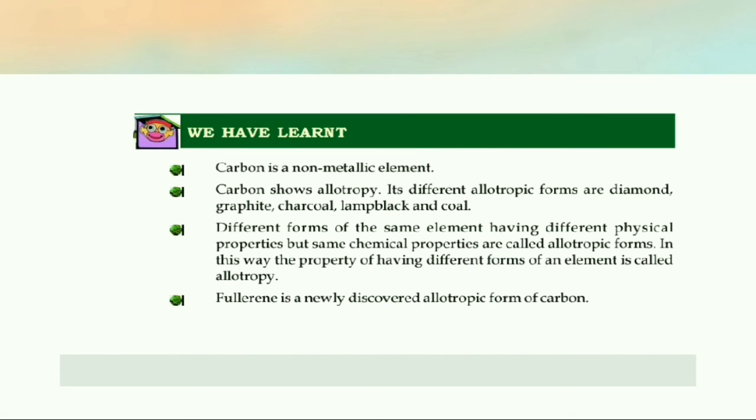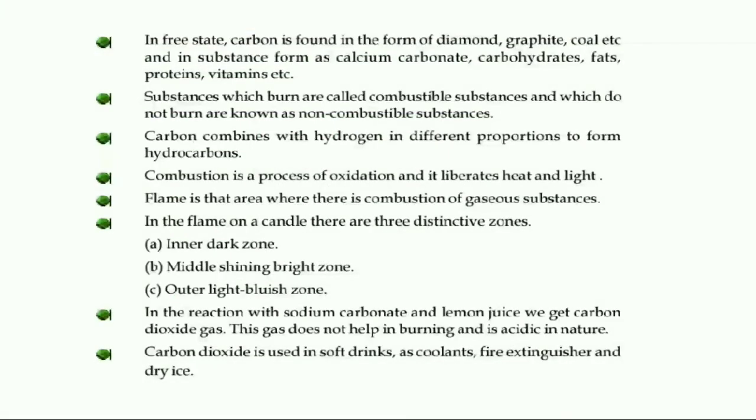Fullerene is a newly discovered allotropic form of carbon. Then, in a free state, carbon is found in the form of diamond, graphite and coal, etc. And in combined form as calcium carbonate, carbohydrate, fat, protein and vitamins. That means we eat food that gives us carbohydrates, protein, vitamins.